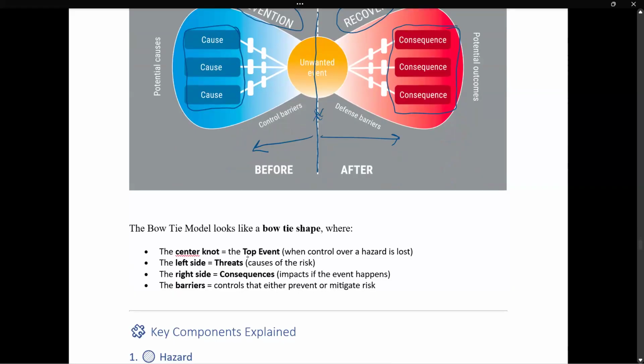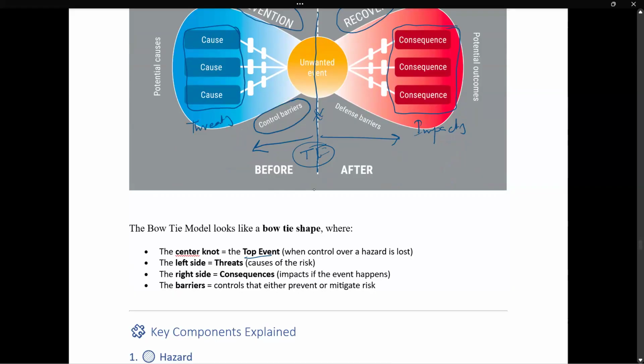The center knot is the top event. The left side is the threats. The right side is the consequences, or you can say impacts. And here you see these control barriers.